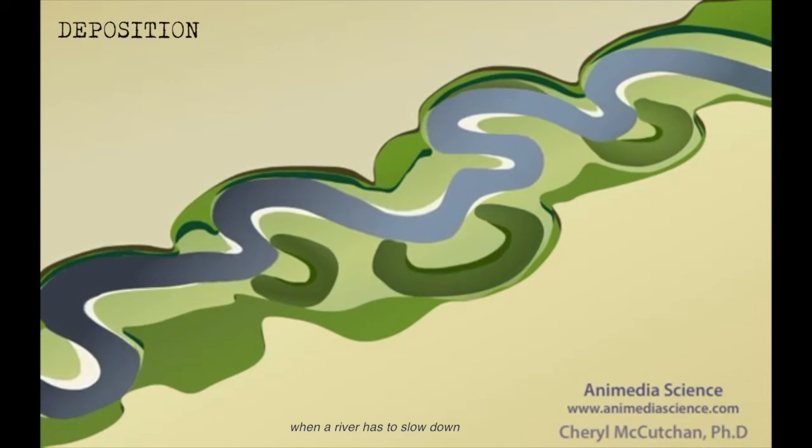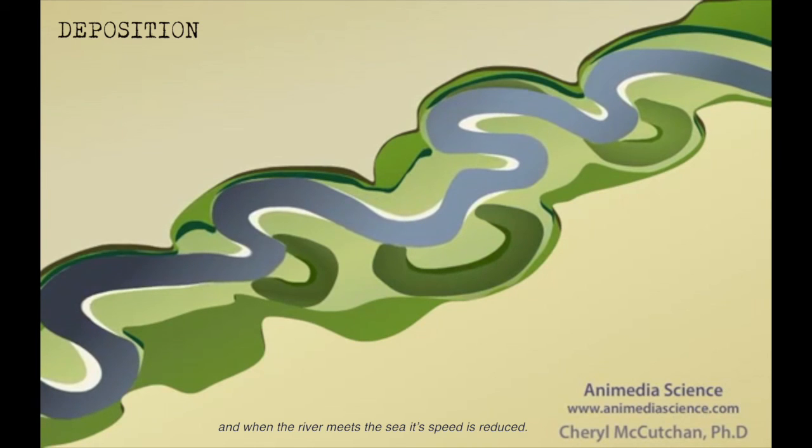When a river has to slow down, it reduces its speed, and when the river meets the sea, its speed is reduced.